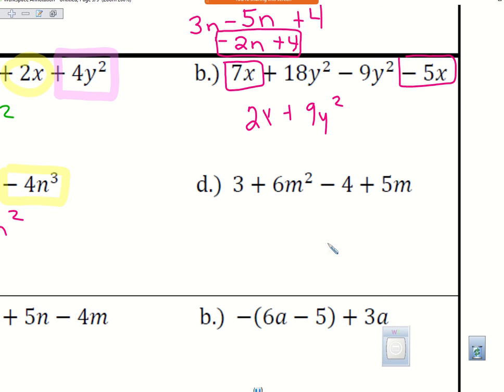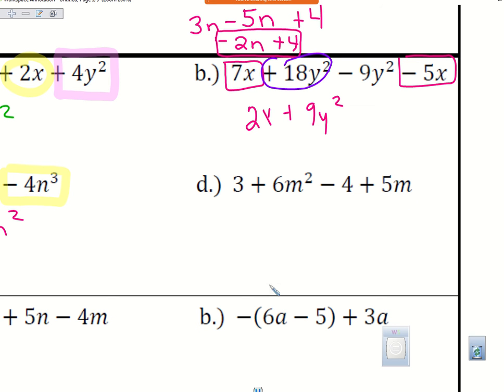Yes, Cynthia? So you added 7 and 5. We're subtracting. Remember that negative and positive signs go with the number to the right of it. So it's 7 minus 5. And then positive 18y squared and negative 9y squared are like terms.